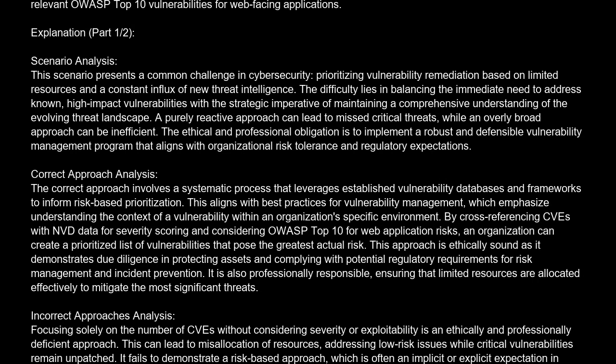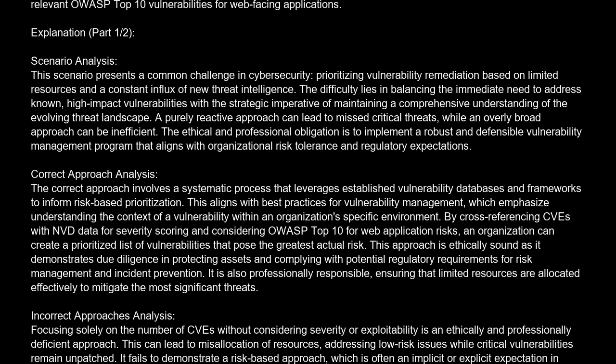The correct answer is A. Systematically cross-reference newly discovered CVEs with National Vulnerability Database, NVD, severity ratings and exploitability information, and prioritize remediation efforts based on the combined risk assessment, also considering relevant OWASP Top 10 vulnerabilities for web-facing applications.